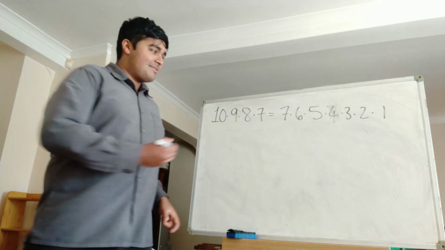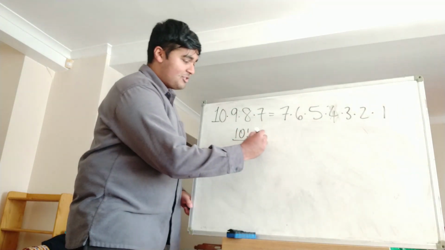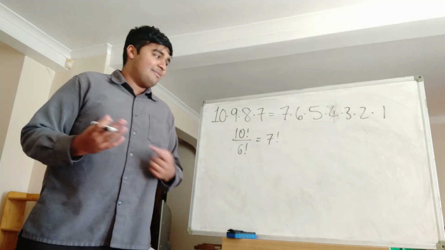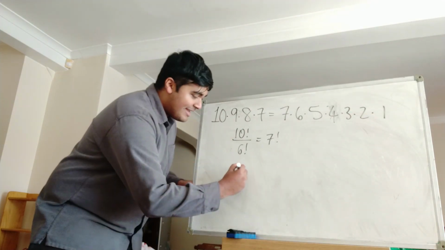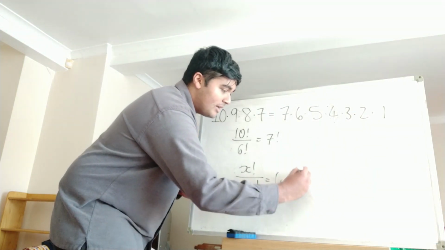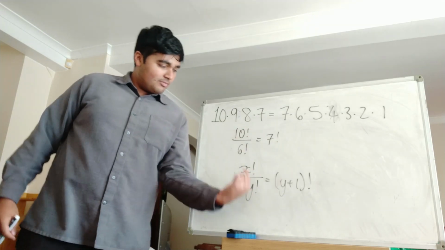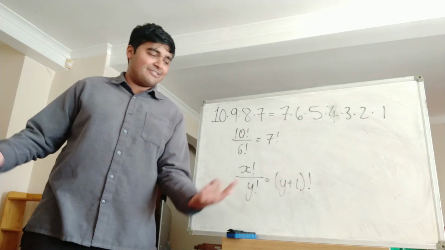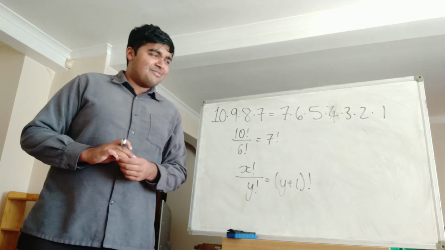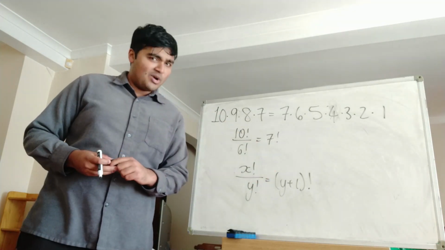And in fact, we can write this left-hand side here as just 10 factorial over 6 factorial, and the right-hand side here as just 7 factorial. Now we want to know, does this happen more than once? Can we find some other numbers where we have x factorial over y factorial equals (y plus 1) factorial? So in this case, x is 10, y is 6. So you've got 10 factorial over 6 factorial equals 6 plus 1, which is 7 factorial. We want to know, are there other pairs x and y which have this cool property? So are there x and y such that x factorial over y factorial equals (y plus 1) factorial?